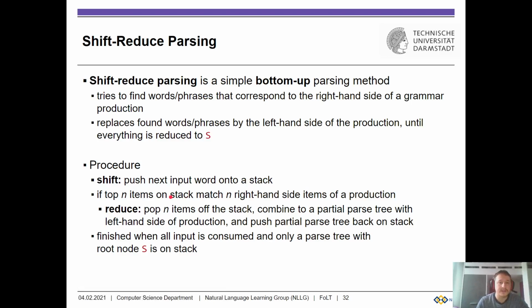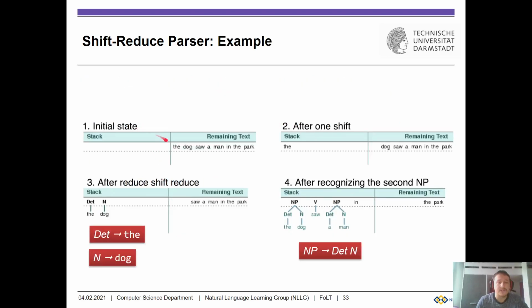Let's do it by an example and you'll easily see how it works. So let's say we have the sentence, the dog saw a man in the park. At the beginning we really have nothing to do except for pushing elements on the stack. So we're gonna push the first word in the input onto the stack, and after we've pushed that, we see that we cannot do any operation with that, so we cannot do a reduce operation. So we're gonna push also dog on the stack.